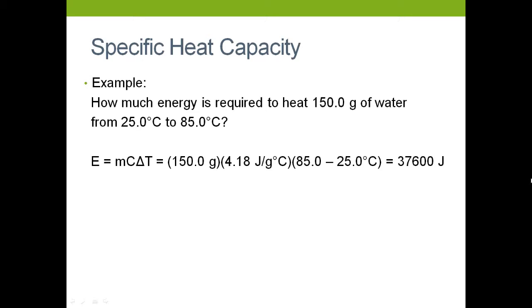And then we do the change in temperature. So the final temperature minus the initial temperature, 85 minus 25. And we multiply those together and we get 376.00 joules.